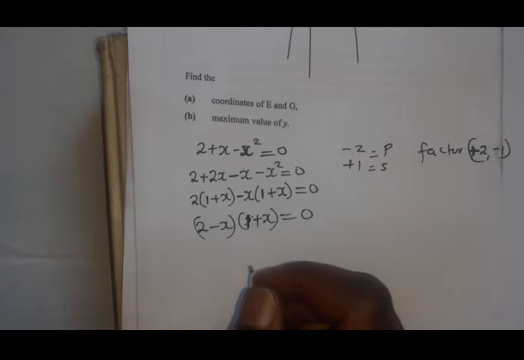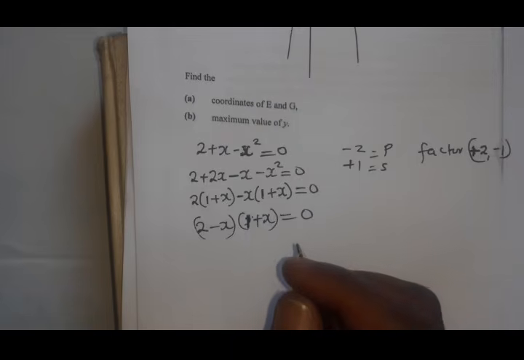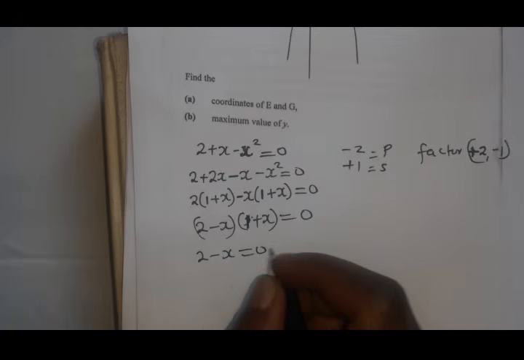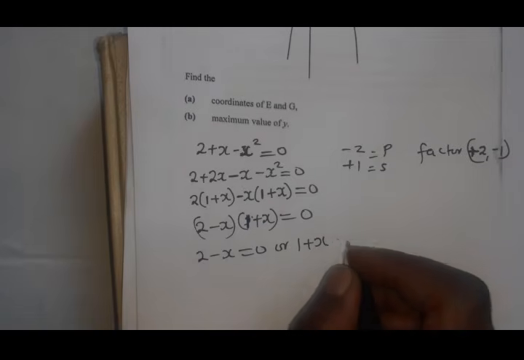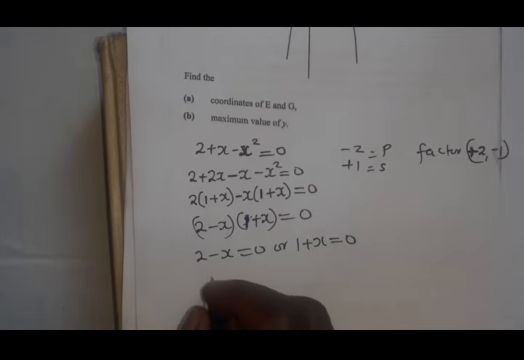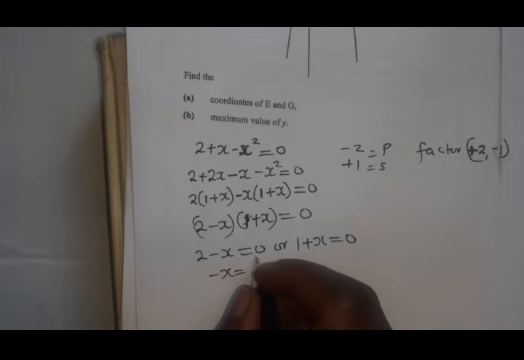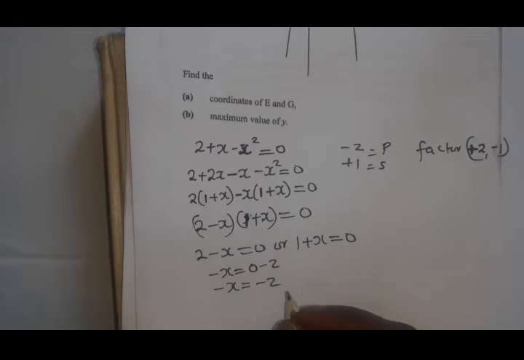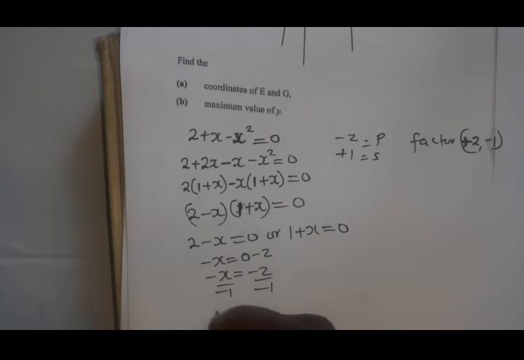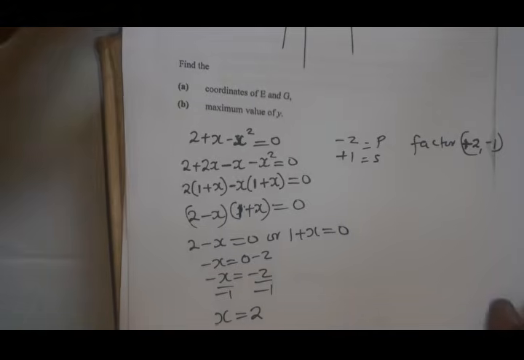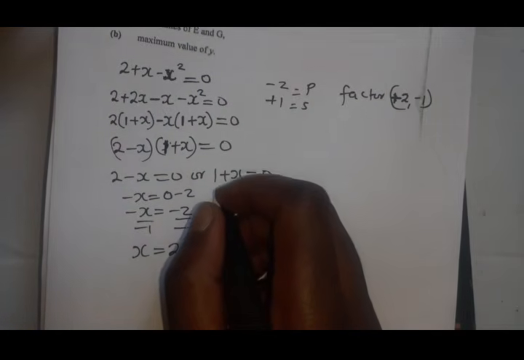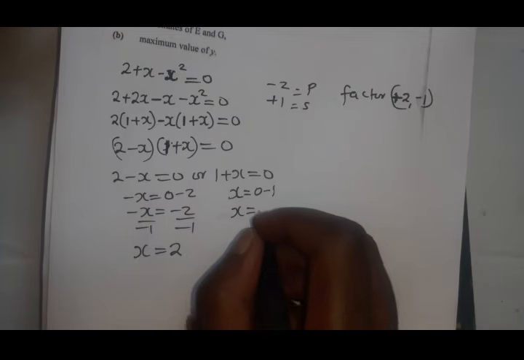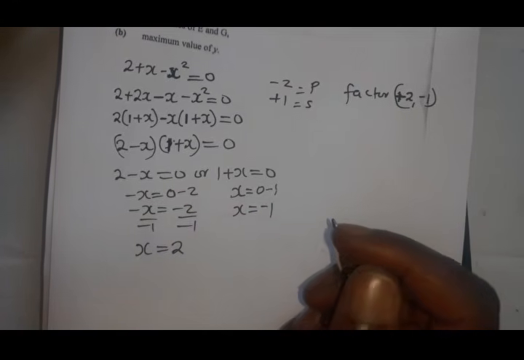So we equate each one of these factors to 0. So this is going to be 2 minus x is equal to 0, or 1 plus x is equal to 0. So this one here is going to be minus x is equal to 0 minus 2, which is going to be negative 2 here. You divide by negative 2, so x is equal to 2. Then the other part here, you have what? x is equal to 0 minus 1. So x is equal to negative 1.